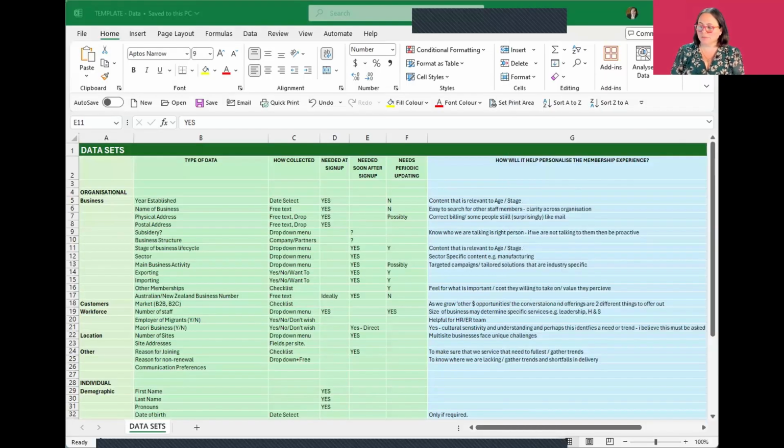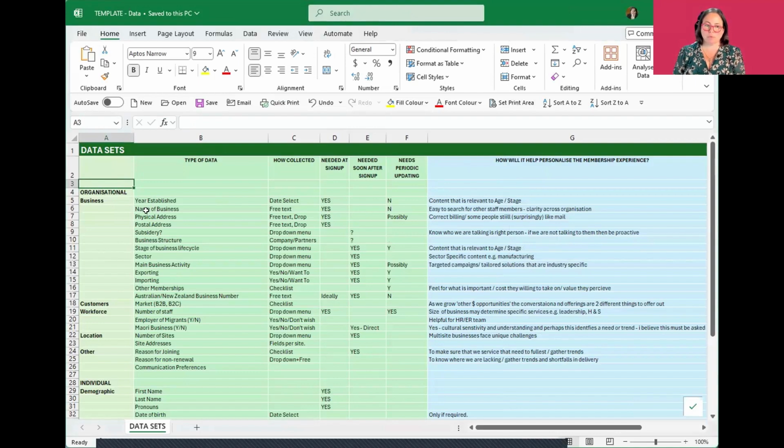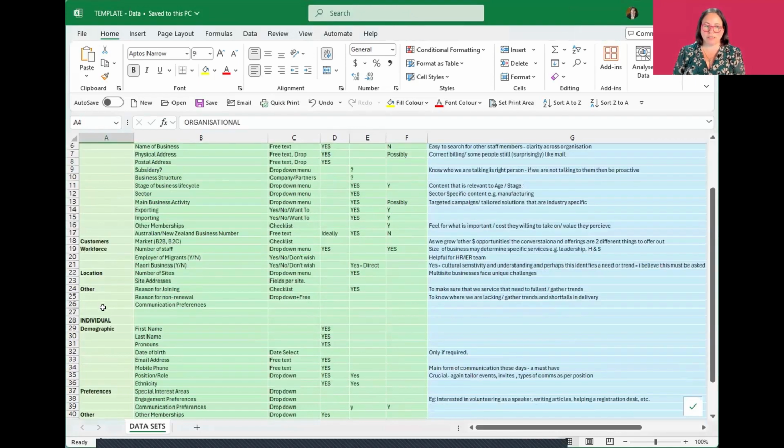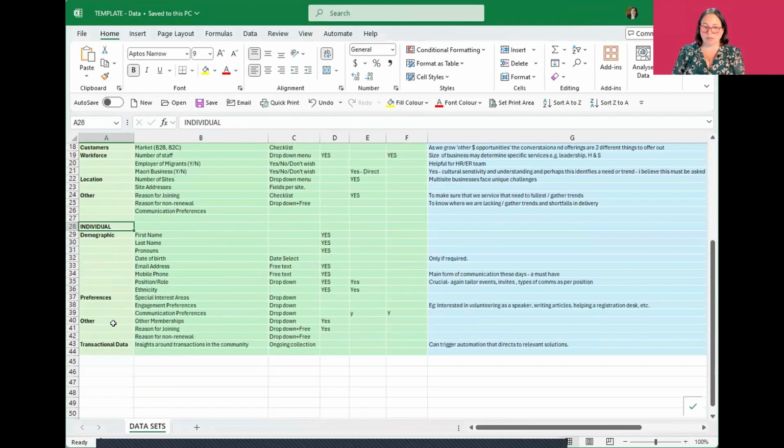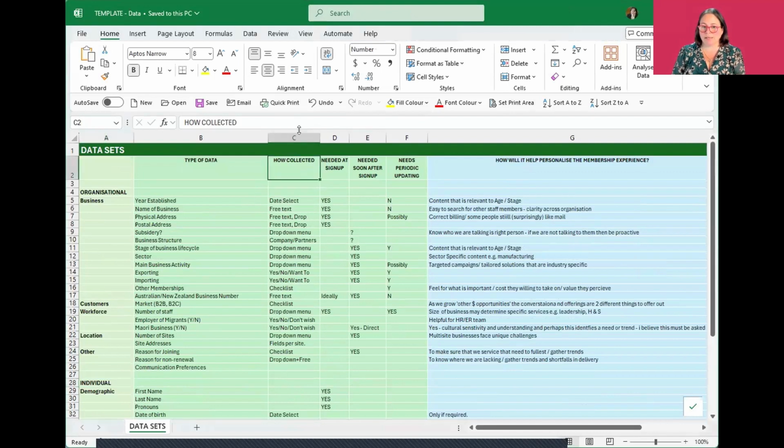So this is an example of a template that I did with a client where we went through and we said, right, in order to personalize the membership experience, what data do we need from the organization and at the individual level? And how do we collect that data? Do we get it at sign up? Do we collect it soon after sign up? And do we have to update it from time to time?